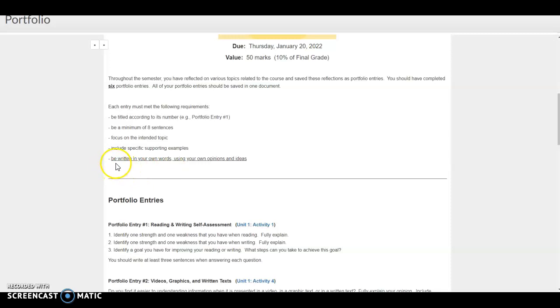And maybe most importantly, be writing in your own words, using your own opinions and ideas. So you can't research these questions and find information on the internet, for example. You must use your own words and your own ideas. The whole point of these portfolio entries is that you're getting a chance to write about yourself and write about your own opinions. I can't grade work that's not your own.